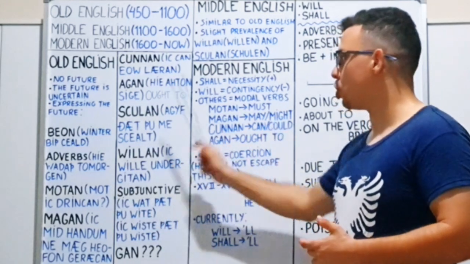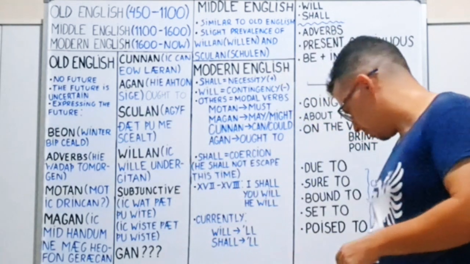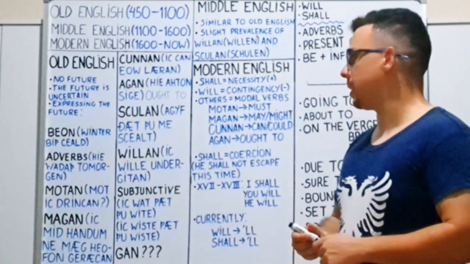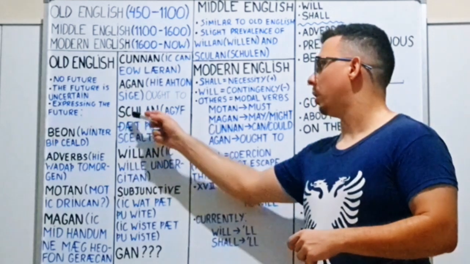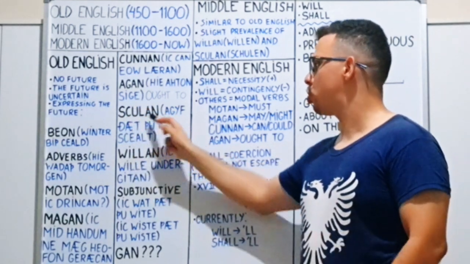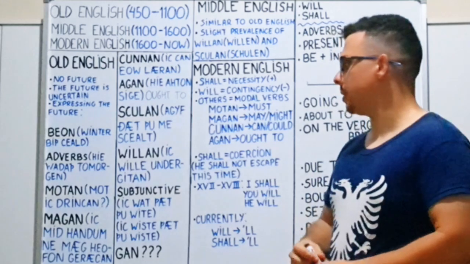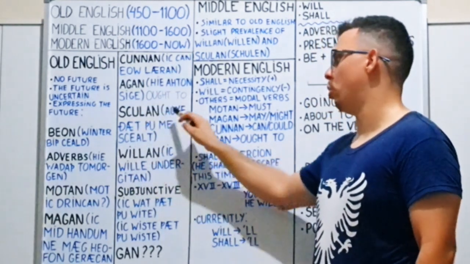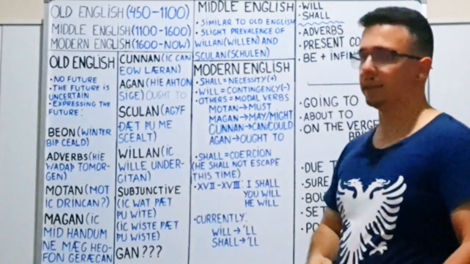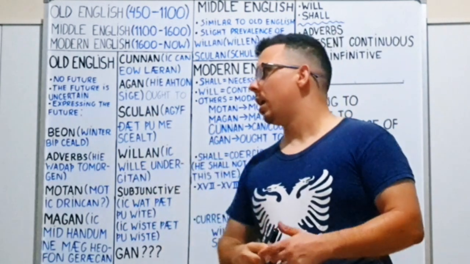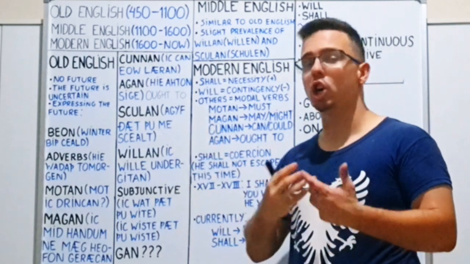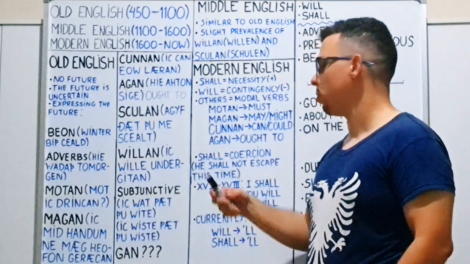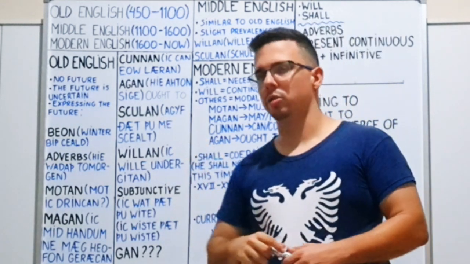Now let's see Schulen. Okay, so you see this verb here, Schulen, and you're probably very tempted to pronounce this as Schulen, but the pronunciation here is Schulen. Suppose that instead of this C, we had an H, Schulen, right? Schulen gave birth to a modern word, should, and also shall. Should and shall, right?